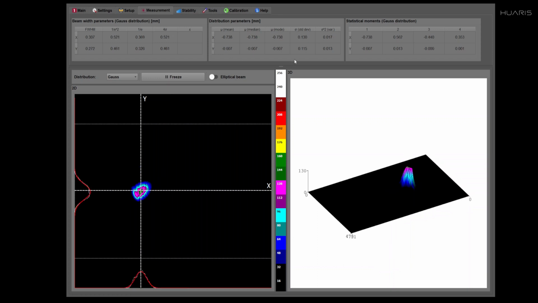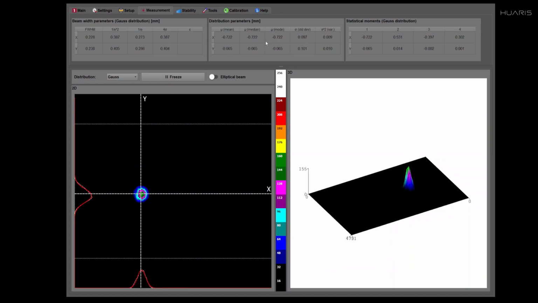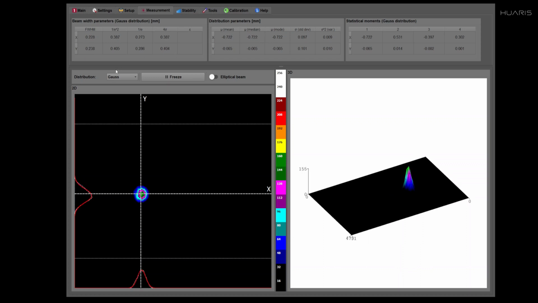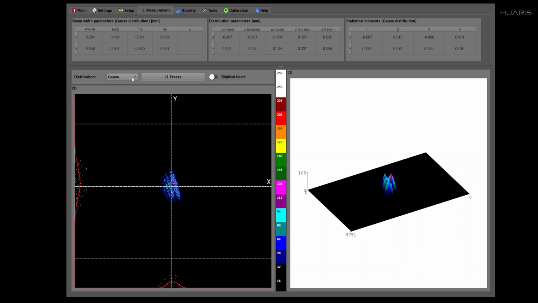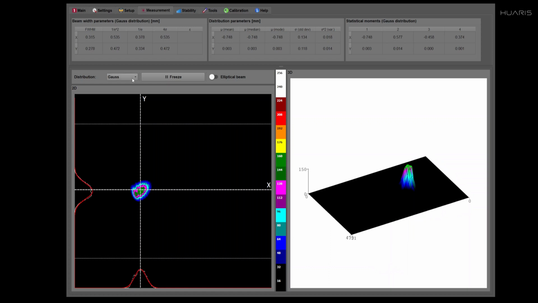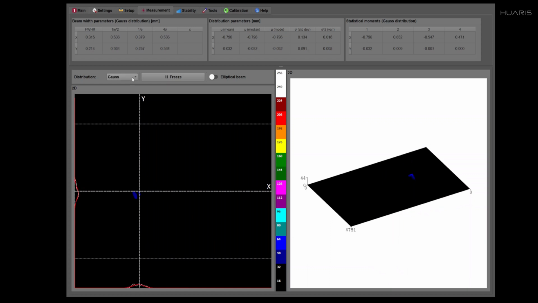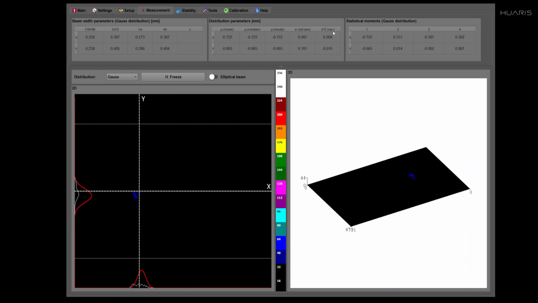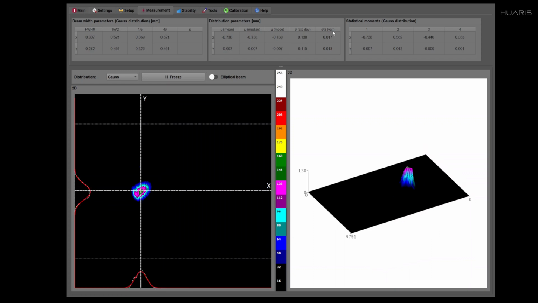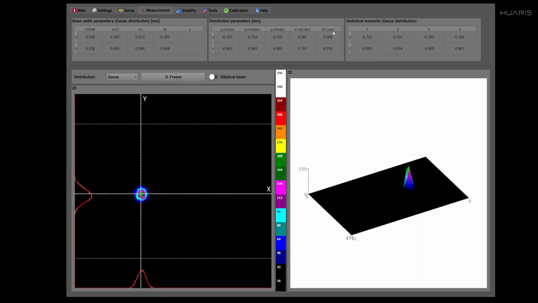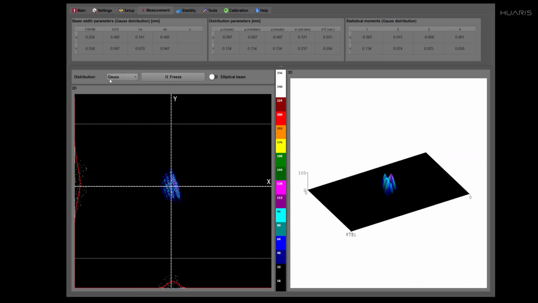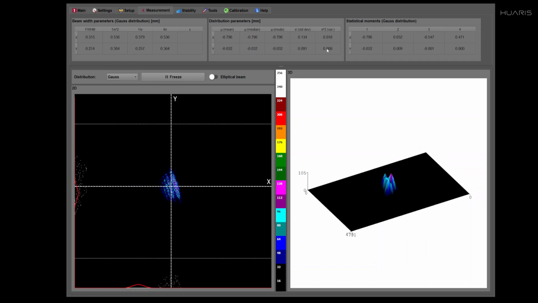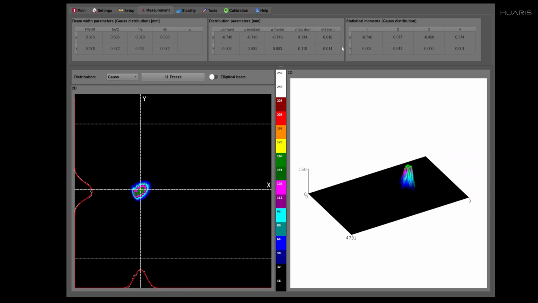In the second section, we are displaying distribution parameters because, as I told you in the first movie, we defined the type of distribution. Here it's Gauss. So we are showing here all values of this Gauss distribution parameters, again along x and y axis.